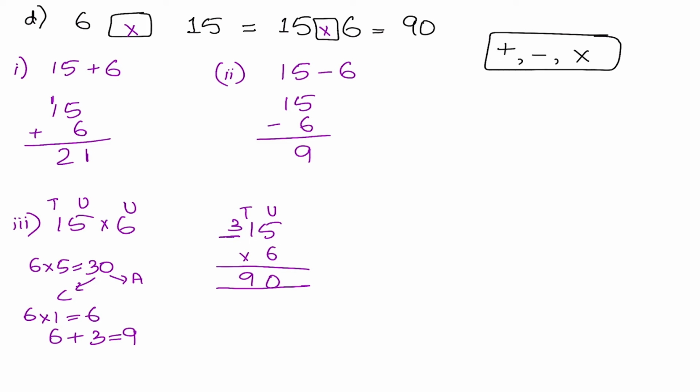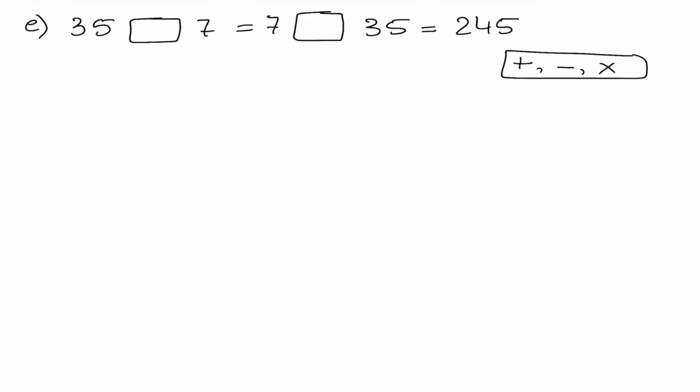Now let's move on to the fifth example. Now here you have 35 and 7. You will perform some mathematical operation on 35 and 7 to get a 3-digit number, that is 245. You can easily figure out that the mathematical operation that will be used here will be the multiplication sign.